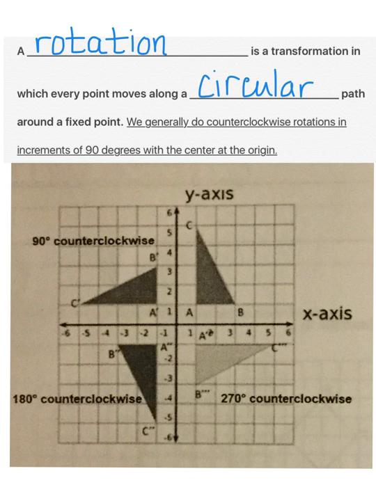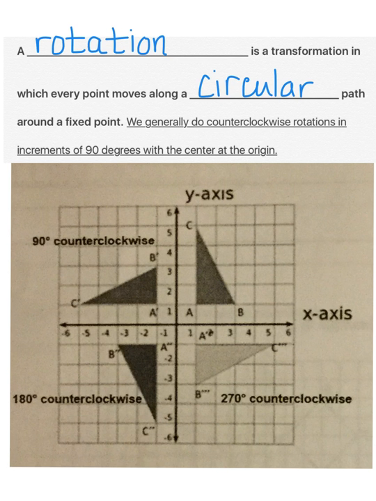A rotation is a transformation in which every point moves along a circular path around a fixed point. We generally do counterclockwise rotations in increments of 90 degrees with a center at the origin.